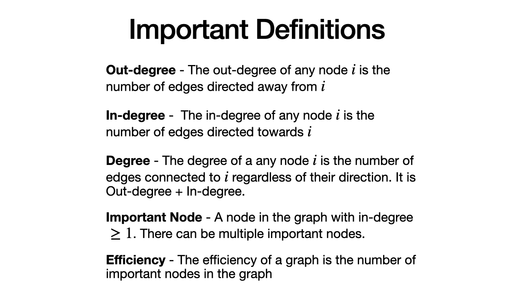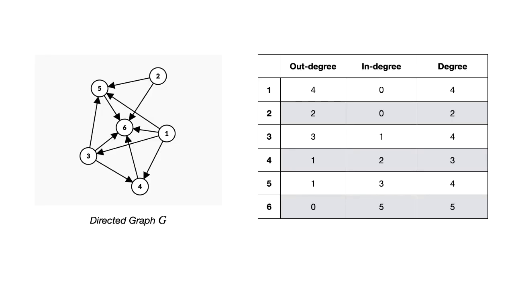Now, to understand out degree and in degree, let's look at the slide. On the left we have a graph G, and on the right we have a table with the out degree and in degree of each node in the graph. So let's look at node 1. It's connected to 4, 3, 6, 5. Therefore, the out degree is 4. There are no edges going into 1, so the in degree is 0, and the degree is 4 because it's out degree plus in degree.